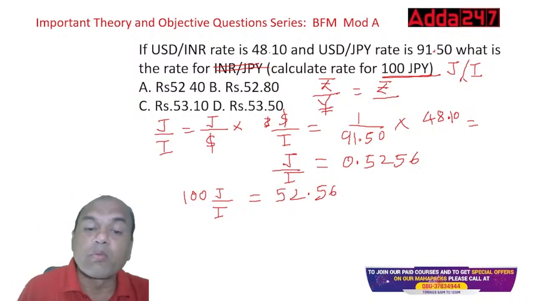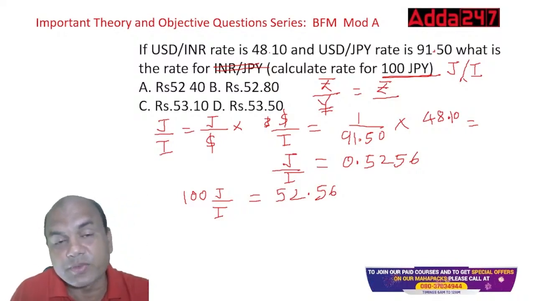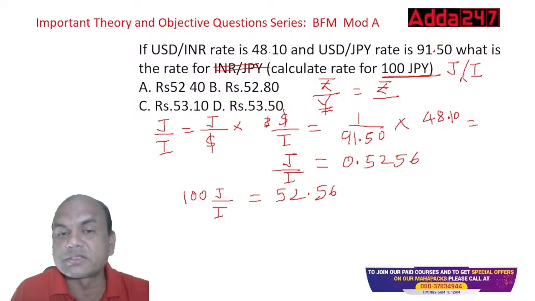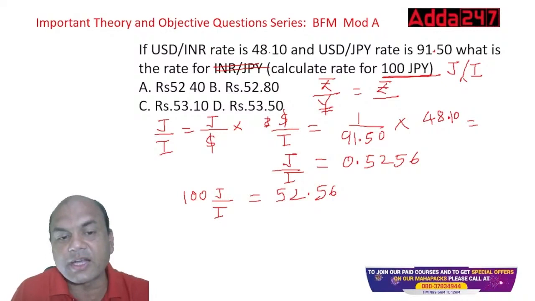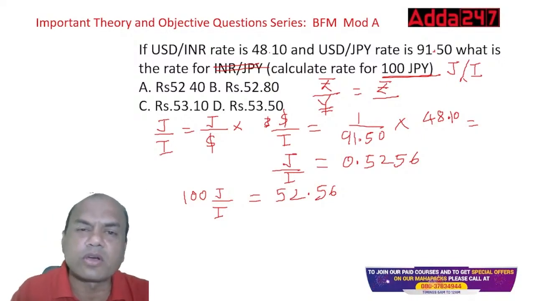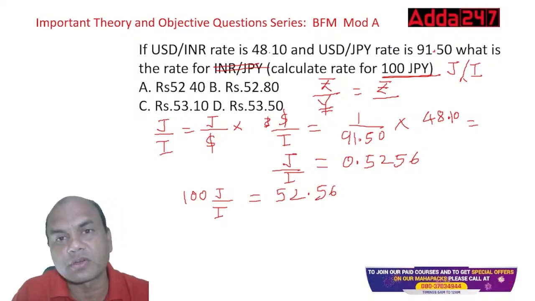Remember, what does this mean? You must understand this first. 100 JPY equals 52.56 rupees. So what does it mean? Rupee is stronger than JPY. Let me ask you this question. 100 JPY equals 52 INR, let's say. Forget this 0.56. Now tell me, who is stronger? JPY is stronger or rupee is stronger?